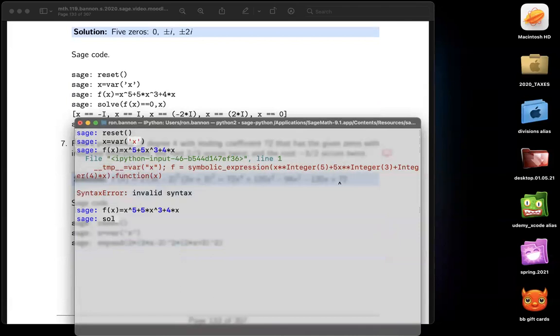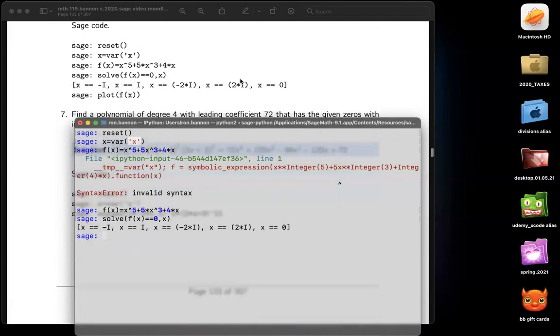Solve f of x. The double equal sign means this is an equation for x. And let's see how Sage does. Whoops. And what does it do? It writes down answers. And what answers did it write down? x is minus i, x is i, x is minus 2i, x is plus 2i. Well, they're complex conjugates. It's a real coefficient polynomial. And x equals 0.